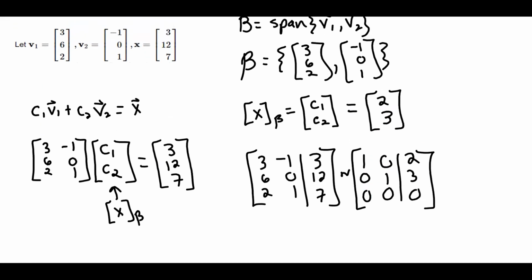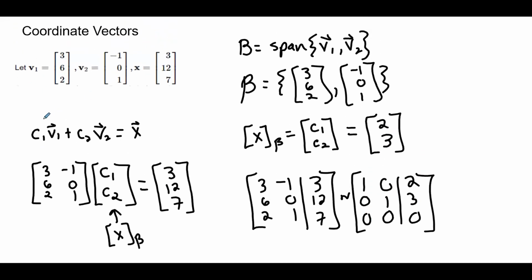And you can see if you plug in 2 for c1 and 3 for c2 and do the linear combination, you will get x. So 2 times 3 is 6. 3 times -1 is -3. 6 minus 3 is 3. 2 times 6 is 12. Plus 0 is 12. And here we get 2 times 2 is 4. Plus 3 is 7. So that does work. So this is what we'd call the coordinate vector.